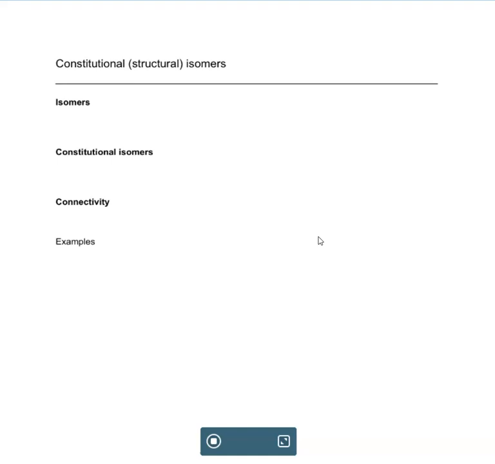Okay, let's look at one more idea, and that is this idea of constitutional or structural isomers. Sometimes you can run into this when you're trying to put together some Lewis structures. So first of all, let's get onto the same page in terms of the definition of isomers. If you have a pair of molecules that are isomers, or a set of molecules that are related to one another as isomers, what that means is that they all share the same molecular formula.